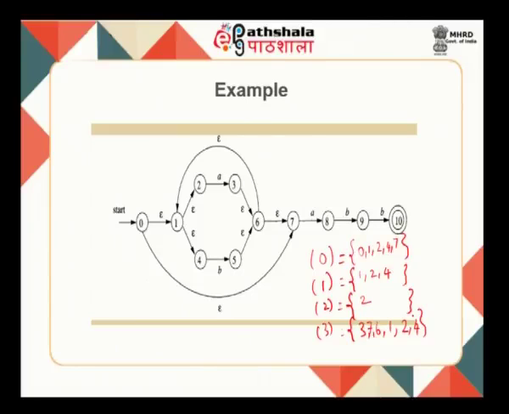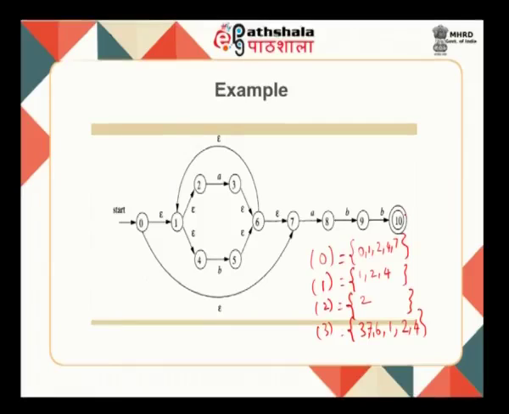So, 3 comma 6 comma 7 comma 1 comma 2 comma 4, and epsilon closure of 6 will be 6 comma 7 and then 1 and then 2 and 4, and then epsilon closure of 7 is only 7, epsilon closure of 8 is only 8, epsilon closure of 9 is 9, epsilon closure of 10 is 10.